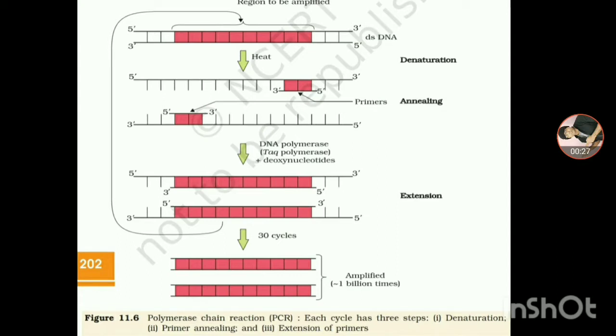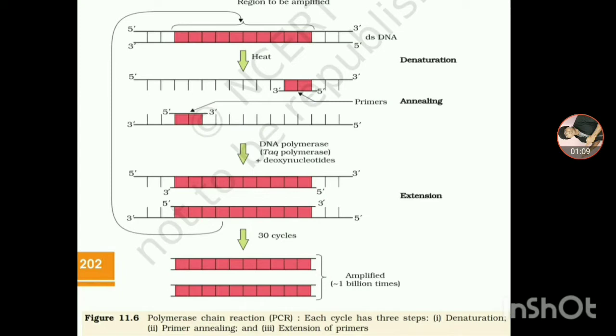Now first we understand what denaturation is. When we give heat to a DNA molecule, both polynucleotide chains of the DNA get separated. It means denaturation is the process of separation of both PNC of the DNA by heating at high temperature, generally 94 degrees centigrade. This will break the DNA into two separate PNCs, two separate strands.